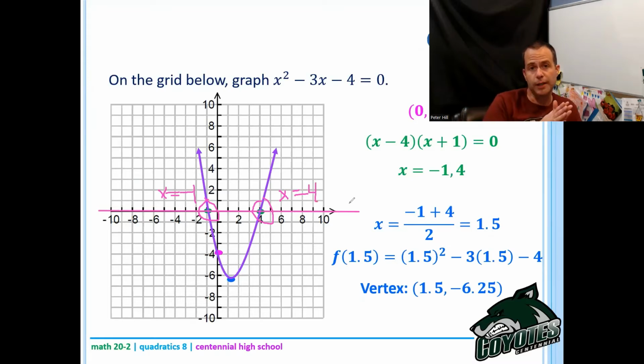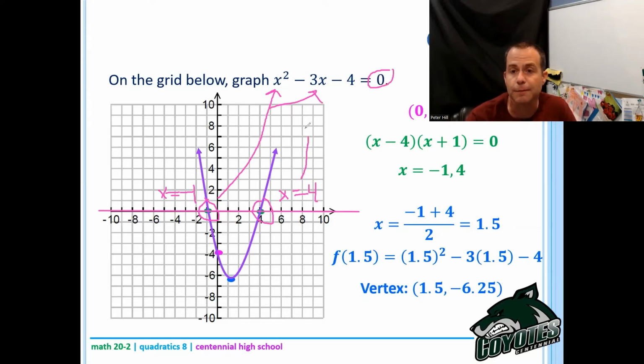X equals -1 and x equals 4 are the only two values that I could plug back into the original equation and it be a true statement. I actually would get out 0. If I plug in -1 for x right there and for x right there, I'm going to get out 0. If I plug in 4 for x right there and for x right there, I'm going to get out 0. If I plug in any other number but -1 or 4, I will not get out 0.